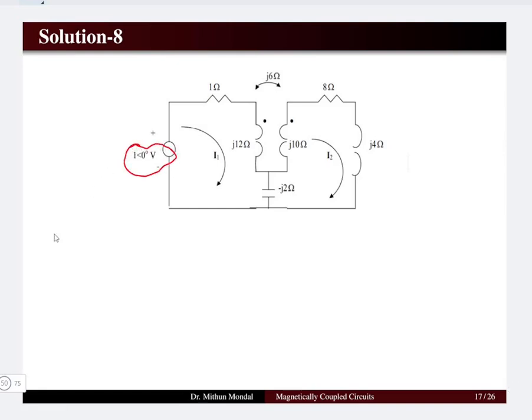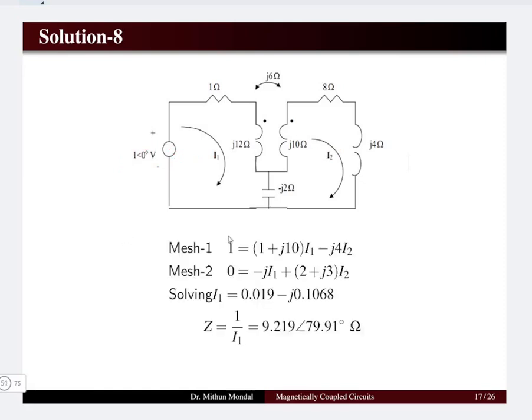So if we connect 1 volt at the input side and mark the currents I1 and I2 flowing in the individual meshes, then we can write the KVL equation in the two meshes, and on solving these two KVL equations we can find the current I1 which originates from the source. So input impedance is nothing but input voltage by input current, where input voltage we have taken as 1 volt. So it is nothing but the inverse of the current, which comes to be 9.219 angle 79.9.